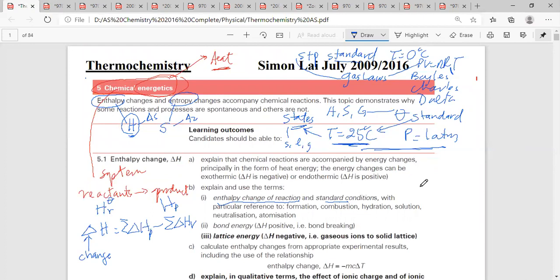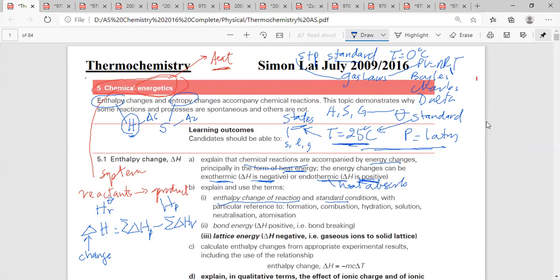Now I'll go quickly here. I'll just write something down first. Here you have to explain chemical reactions. That means there must be a reactant and a product, accompanied by heat energy changes. Principally, heat energy change. Now exothermic and endothermic are very important. Exothermic means heat is given out. Endothermic means heat is taken in, absorbed. When do you absorb heat? When you want to break a bond. Why? When you break a bond, heat is absorbed.